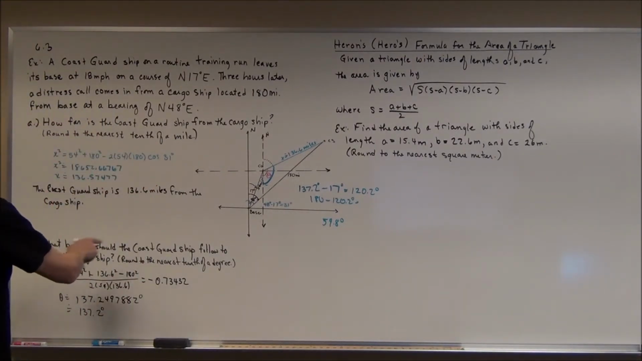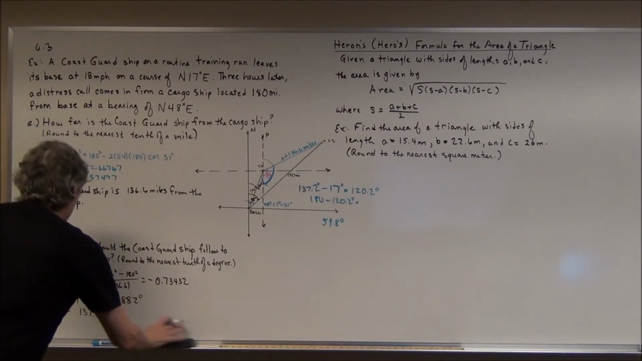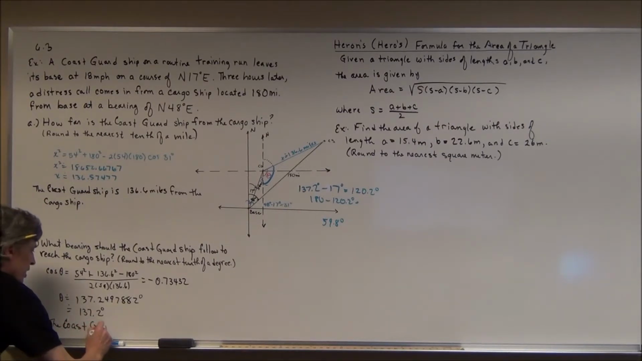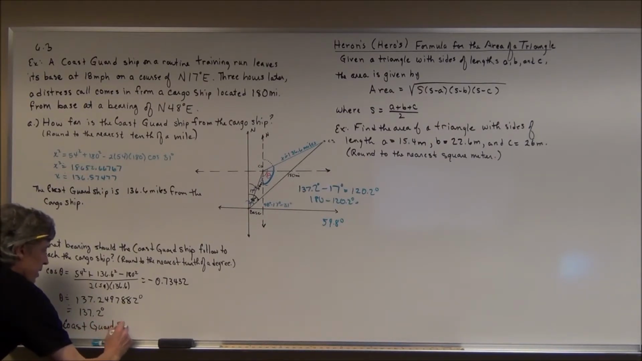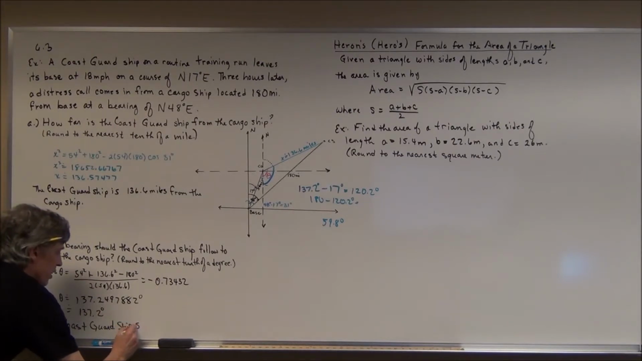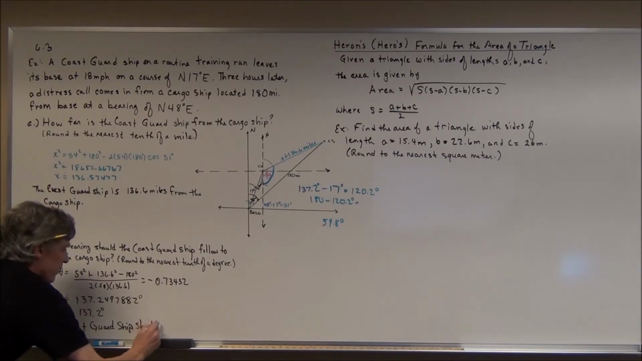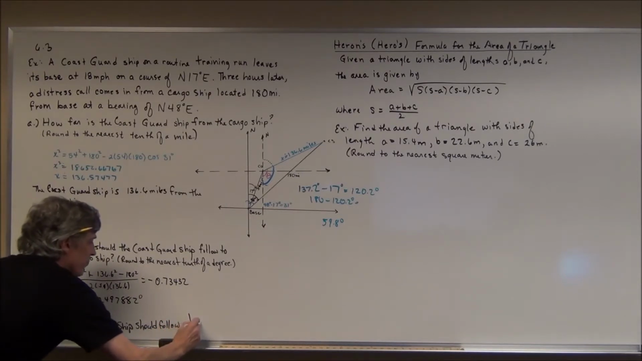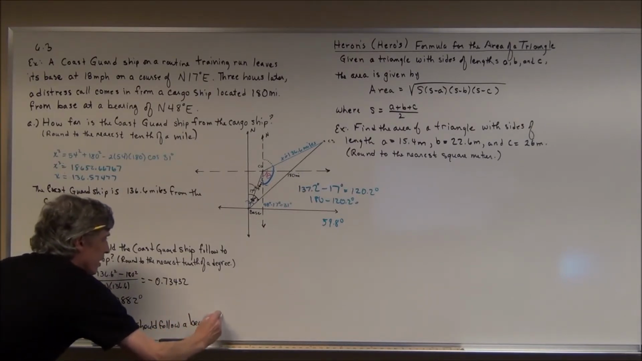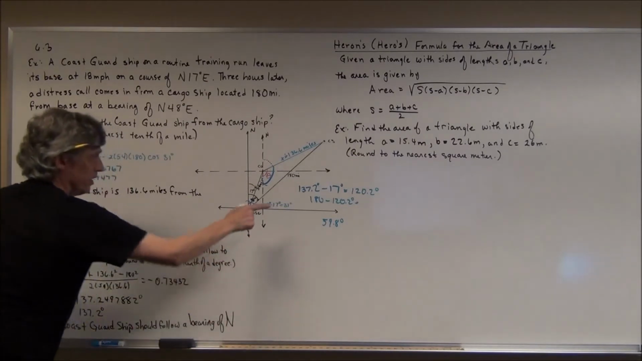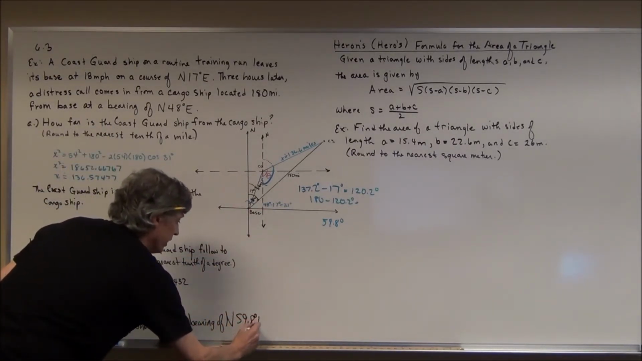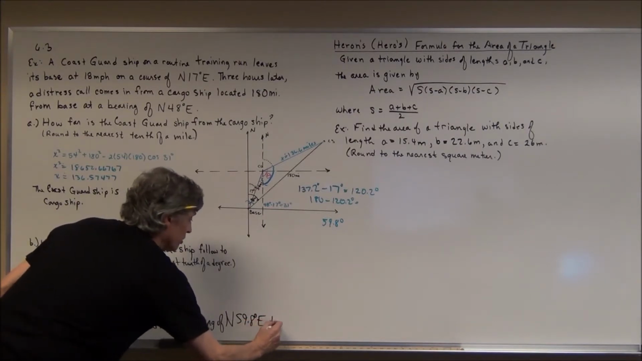So let's see, what bearing should the Coast Guard ship follow? The Coast Guard ship should follow a bearing of north 59.8 degrees east to reach the cargo ship.